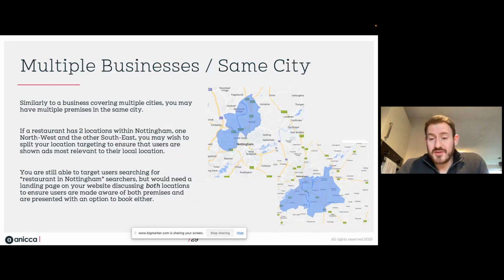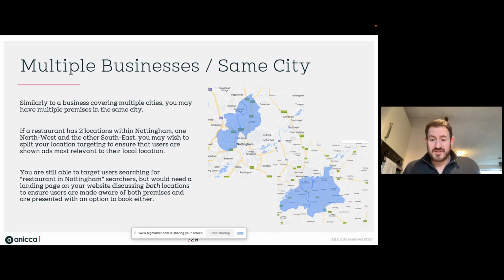And then moving on to multiple businesses within the same city. So we touched on this a little bit earlier, but essentially similar, God, that's a word and a half, isn't it? I'm not even going to try and say it. Businesses that cover multiple cities work in a very similar way to businesses that are within the same city, but have multiple premises in that same city. So using a restaurant as an example again, and also using Nottingham as an example again, if a restaurant has two locations within Nottingham, one northwest and the other southeast, you might wish to split your location targeting to ensure that users are shown ads that are most relevant to their current location.